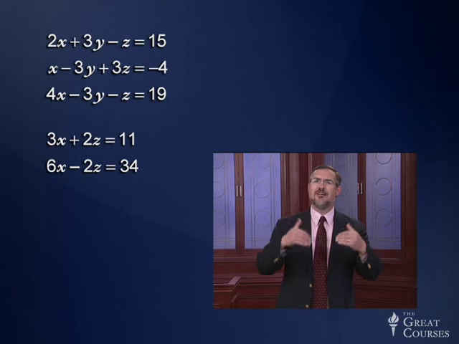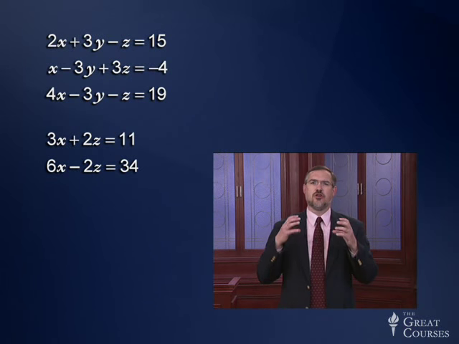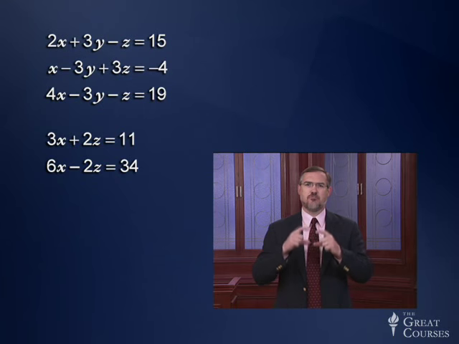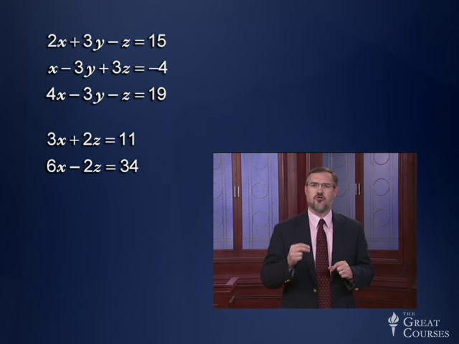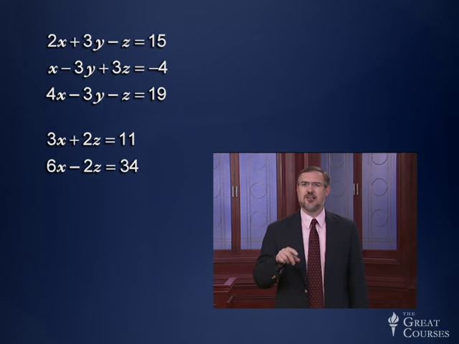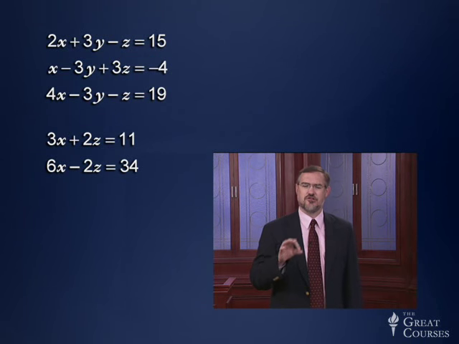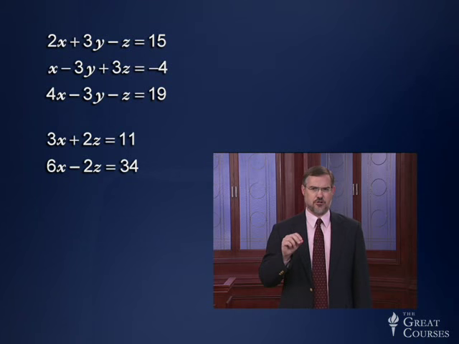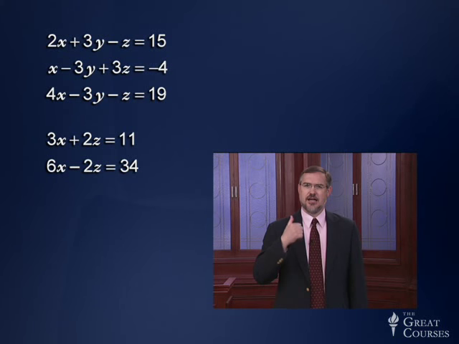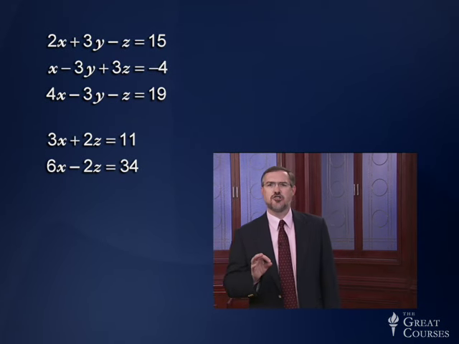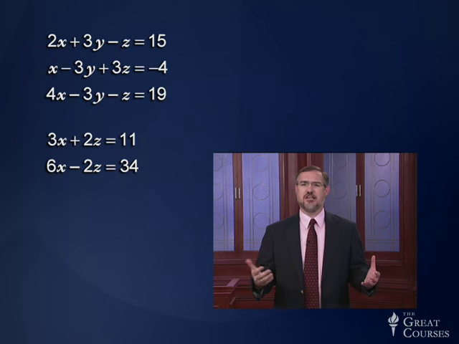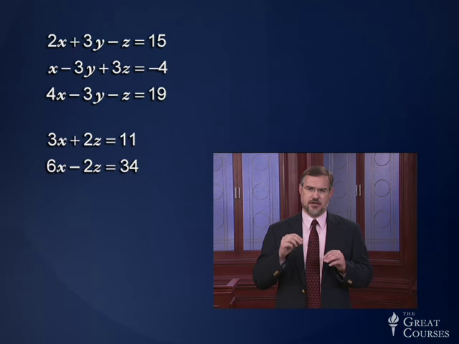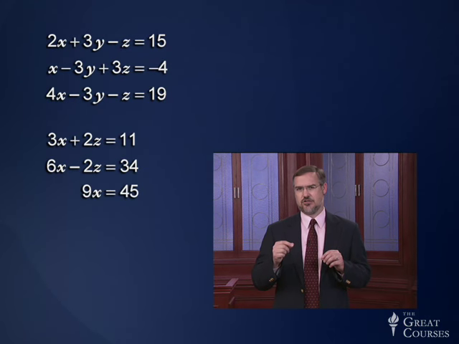So we have whittled down, so to speak, the original system into a smaller system of just two equations that only has two unknowns. And the important thing is that it's the same two variables in both of those equations. In this case, it's x and z. And now if we add those two equations, we will eliminate another variable. We'll eliminate the z. Adding those two equations gives us 9x equals 45.